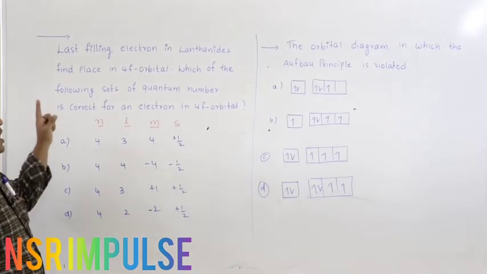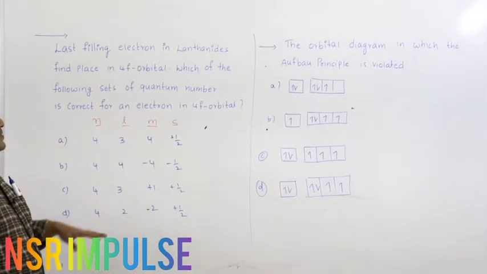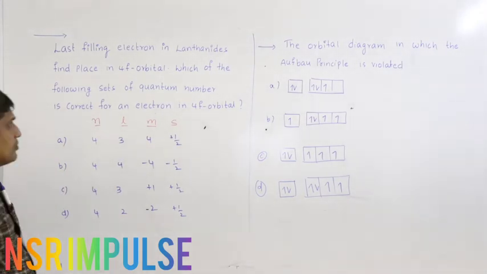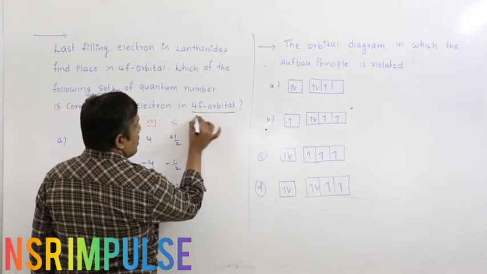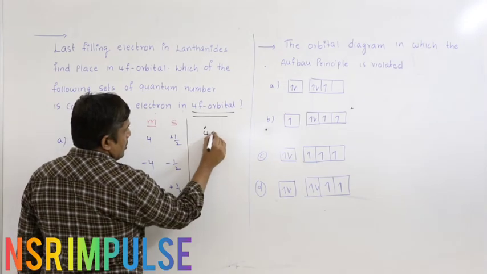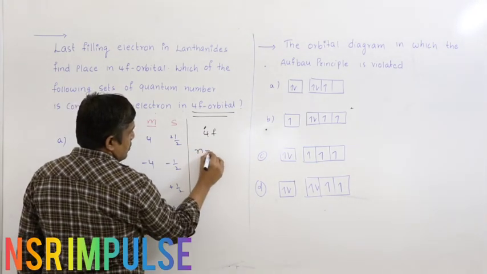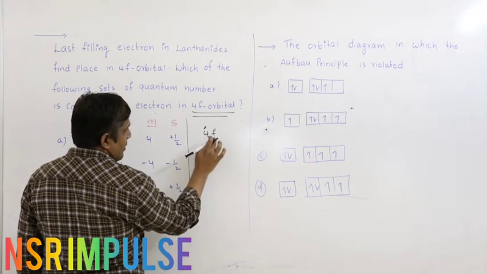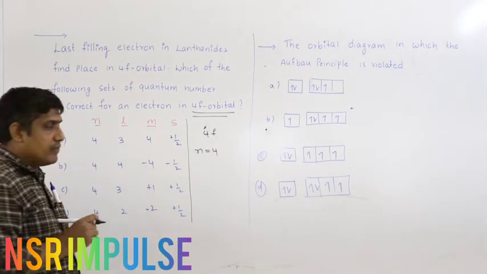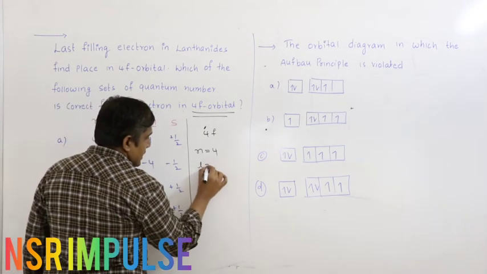Next question. The last filling electron in lanthanides finds place in the 4f orbital. Which of the following sets of quantum numbers is correct for an electron in the 4f orbital? So you have to write the quantum numbers of the 4f orbital. For the 4f orbital, n value is 4 and L value: for s orbital 0, for p orbital 1, for d orbital 2, for f orbital it is 3.